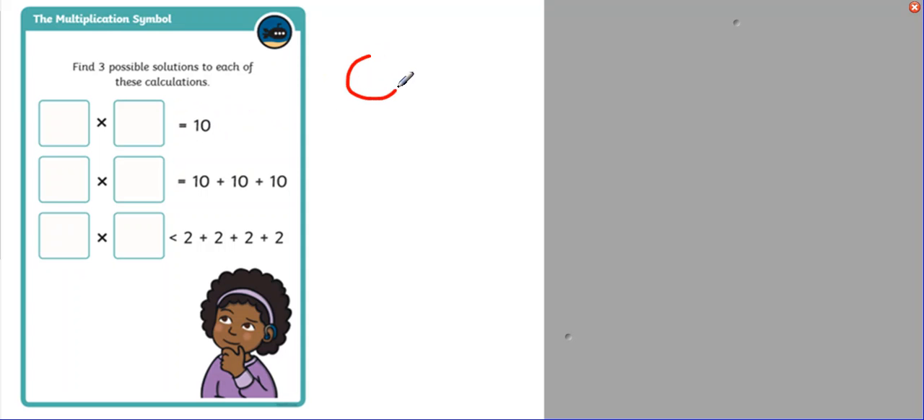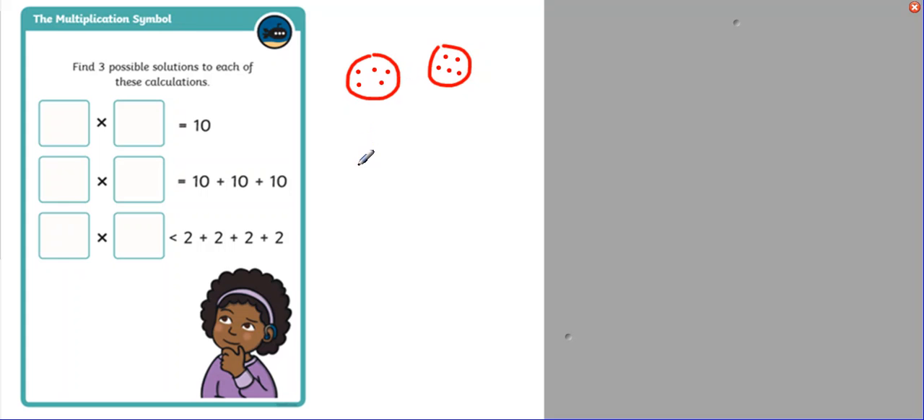So I might draw two groups first of all and see if I can make 10 by putting one in each group. So I go 1, 2, 3, 4, 5, 6, 7, 8, 9, 10. Okay, so did you see how I moved to each group every time I put one in?